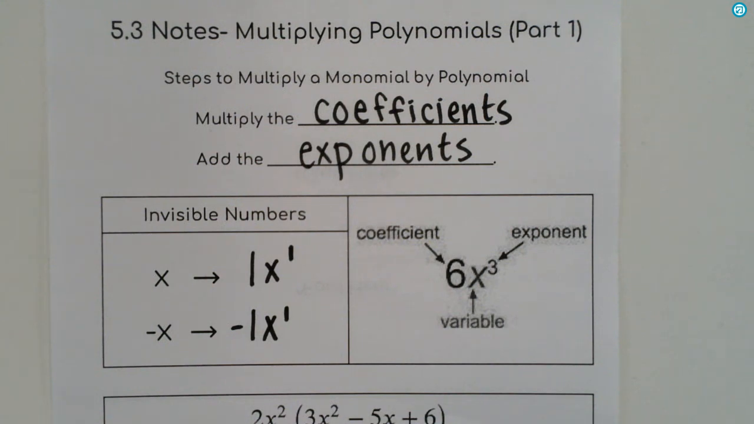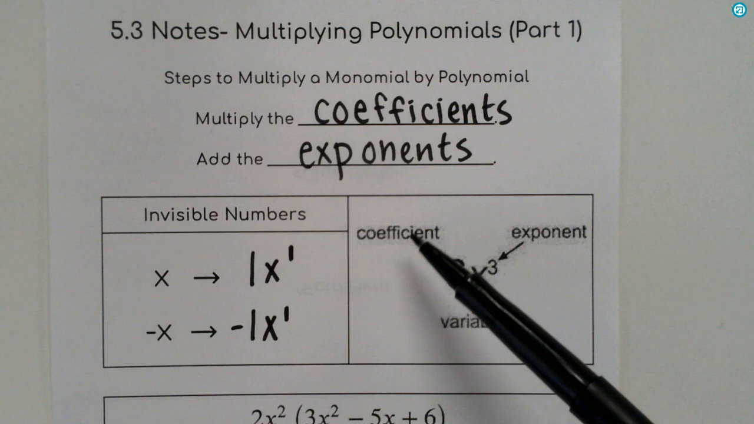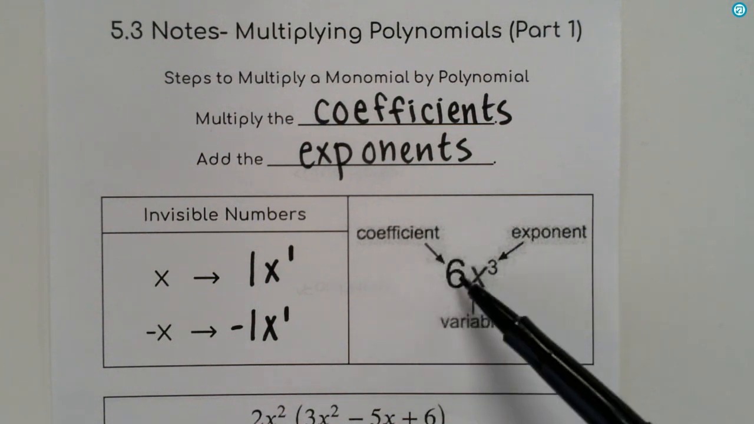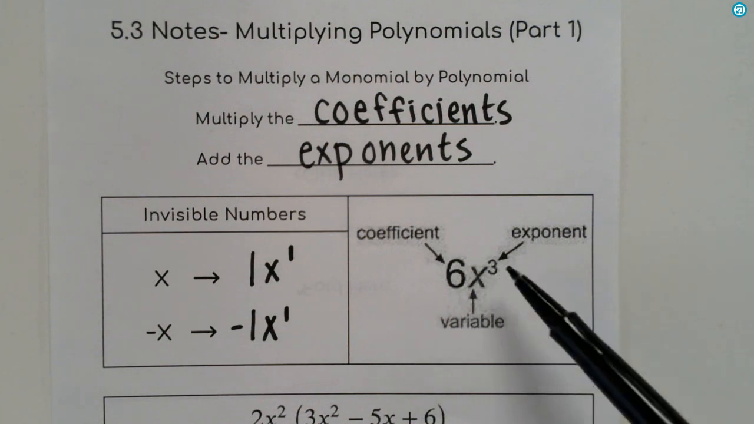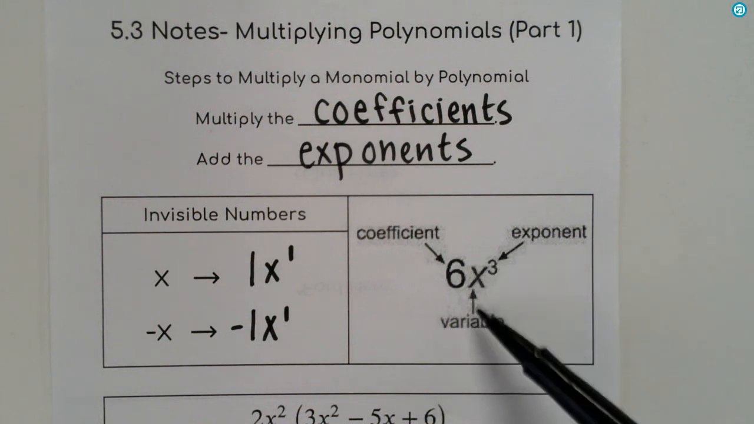Okay. Then I have this here again for us. The coefficients, the number in front, our variable is our x, and then our exponent is our exponent. It's our little degree, it's our little guy up there. So with that, we are going to get started multiplying.